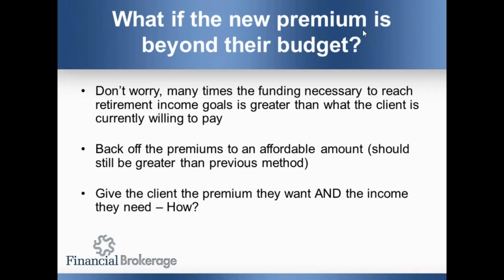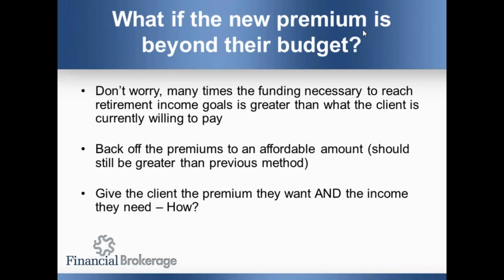So if the client does go back all the way to that original premium or go back partway, there's another step we can take here. We can actually give the client the premium they want and the income they need. And here's how you do it. And not every insurance company has this sort of a system built in to their illustration software. There's at least one I know of, maybe two.